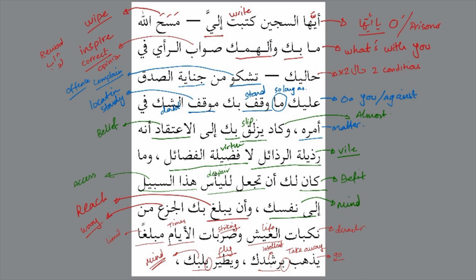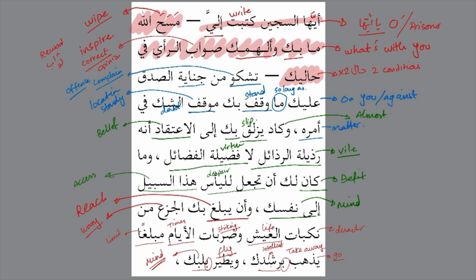So أيها السجين, oh prisoner, كتبت إلي. This is a nice sentence. This is أيها الأخي, أيها الطالب, أيها المعلم. Yeah. كتبت إلي, you wrote to me. Now, notice in between, you have this sentence over here, all the way from here up to here. This is what we call a جملة معترضة. This is basically where you interject a sentence which is not related to the two things, just a side segue point that you want to make, like a dua.